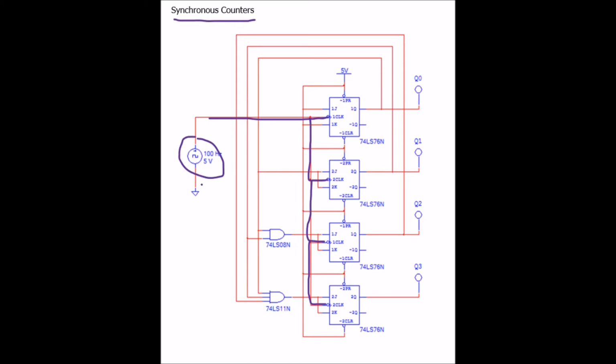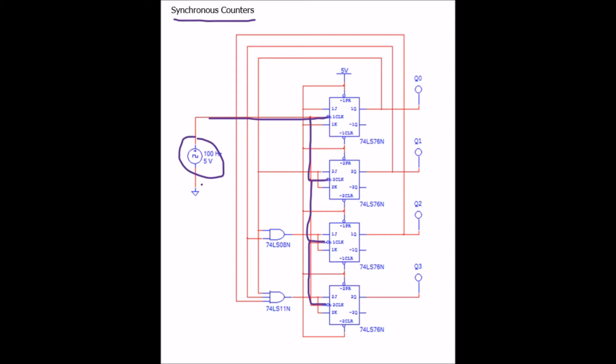So what that causes is all of the flip-flops to toggle at the exact same time. There's no ripple effect, there's no delay. So this is actually a faster counter. It's, in many ways, a better counter than the asynchronous counter. So again, the external clock goes to each clock. Each flip-flop is toggled at the exact same time. There's no delay or ripple effect.